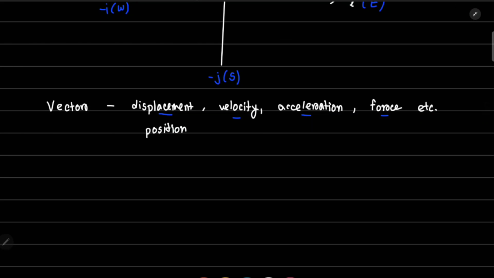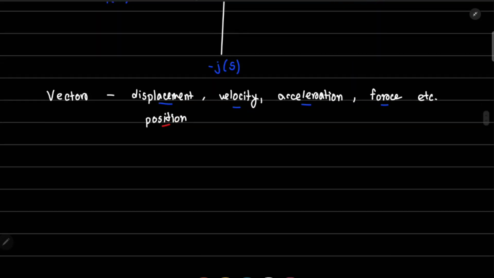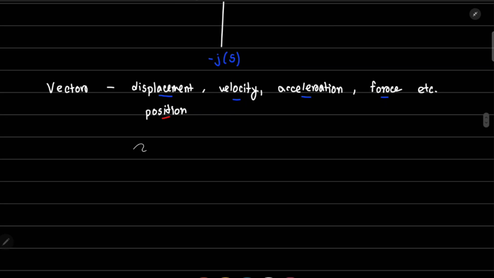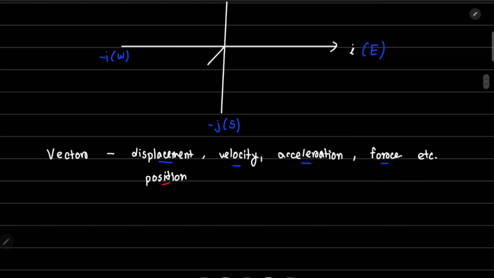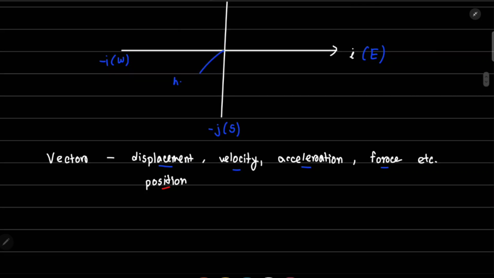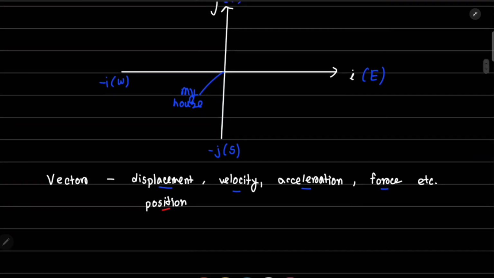In fact, GPS navigation works in such a form. So if I want your exact coordinates, you'll say something like 24.3 north, 15.3 east. So basically your latitude and longitude. This is also a vector positioning. For example, I can consider my house to be the origin. So this is my house. It's my origin, it's the origin.